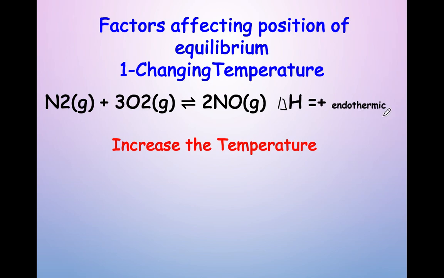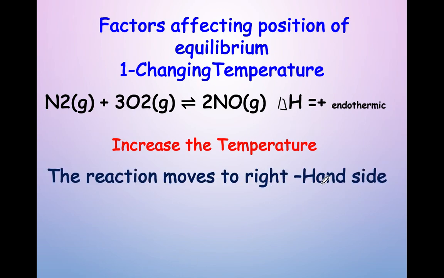For an endothermic reaction, what will happen if we increase the temperature? Endothermic reaction means, where is the high heat? The high heat is with the reactants, because the reaction takes in heat. So this is the high temperature and this is the low temperature. If we increase the temperature, it will move, yes, correct, to the right hand side.